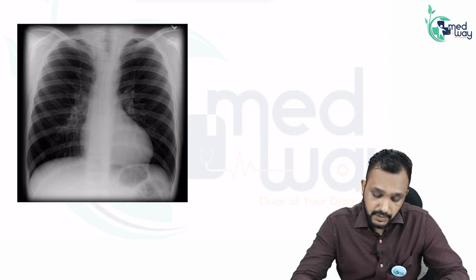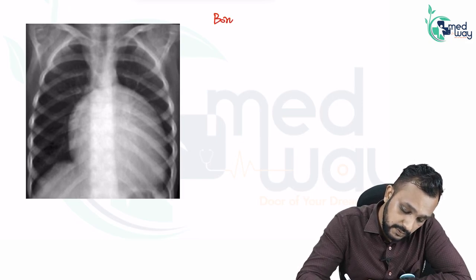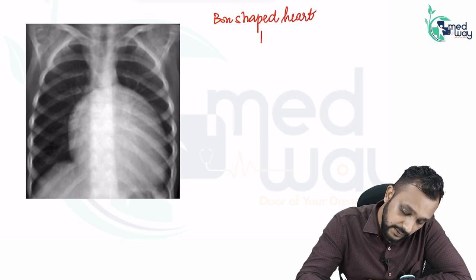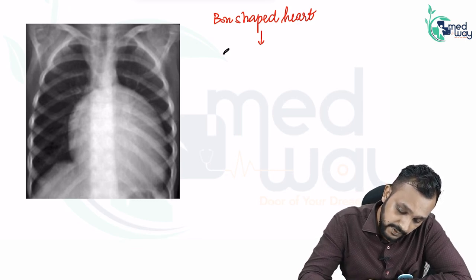Now, guys, coming to the next image, what are we able to see in this image? So, this is a characteristic box shaped heart. So, guys, this box shaped heart is seen in patients with Epstein anomaly.